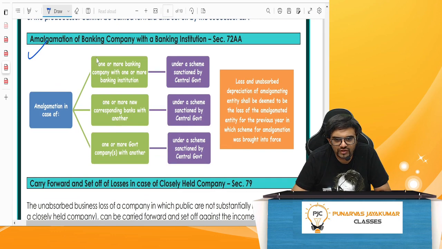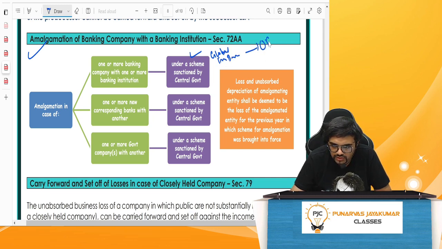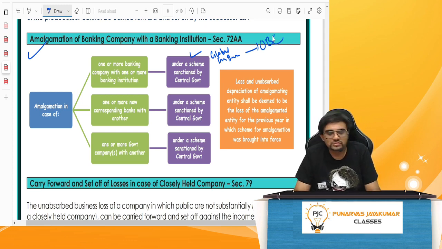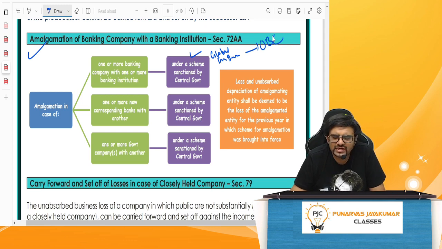Amalgamation in the case of one or more banking companies with one or more banking institutions under a scheme sanctioned by the central government. So example, guys, Global Trust Bank was taken over by Oriental Bank of Commerce because there was a scam by the promoters many years ago. In that case, tell me, shareholders of the old company, the promoters who did the scam, will they be shareholders of this Oriental Bank of Commerce? No. That's why those provisions will not apply, no problem.